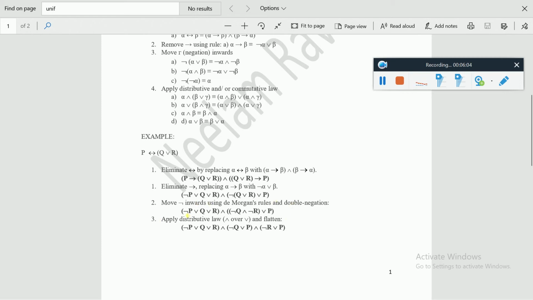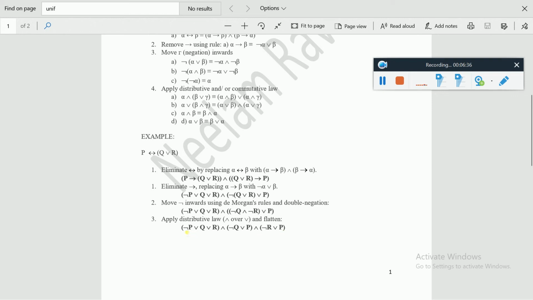There is no other negation outwards. So we do have this. And in step 4, we need to apply the distributive law, that is, we need to apply and over ors. So we have done it this way: not P or Q or R, and there is already an and, so we won't change it. I need to apply the distributive law over there. So not Q or P and not R or P.